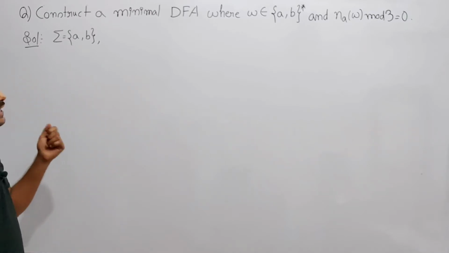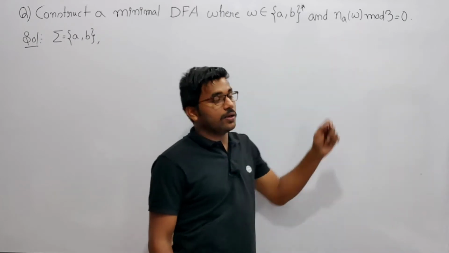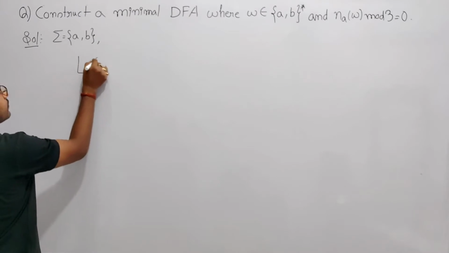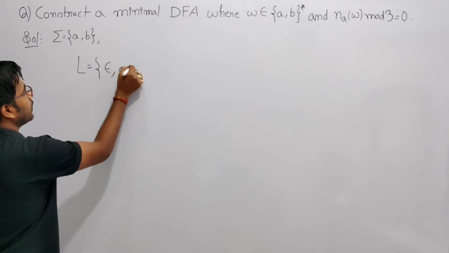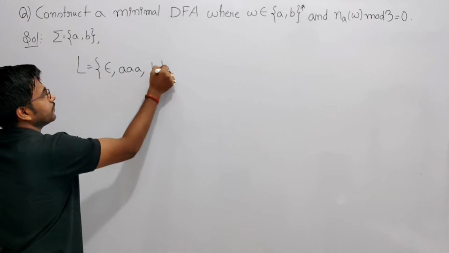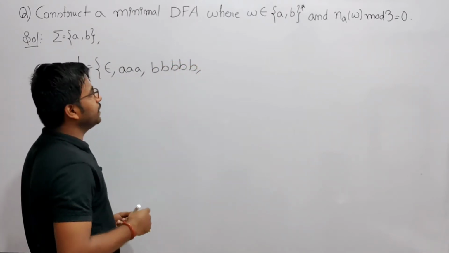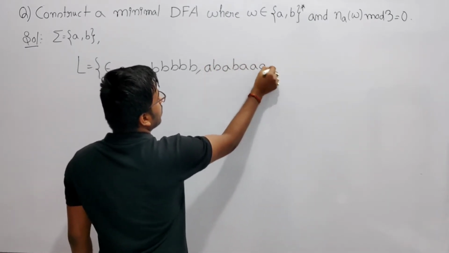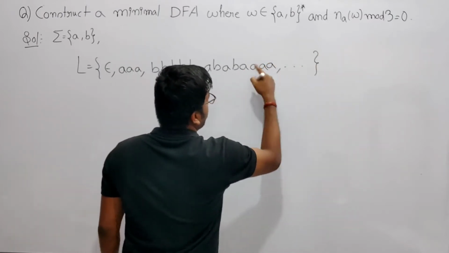Now see the question. Here I just changed it slightly. Here, instead of 2, I make it 3. Now the number of a should be divisible by 3. So the language is going to have epsilon, because the number of a here is 0, divided by 3, remainder 0. Triple a, number of a is 3, any number of b belongs to this language. Why? Because the number of a here is 0, divided by 3, remainder 0. A b a b a: 1, 2, 3, 4, 5, 6, number of a is 6, divided by 3, remainder 0.